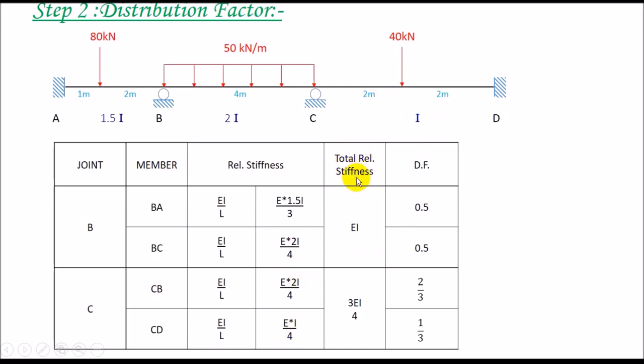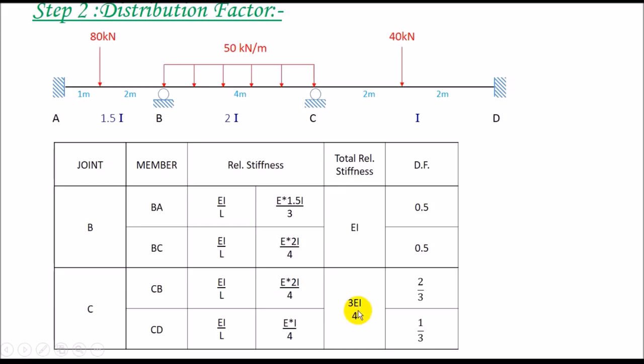What is total relative stiffness? It is the summation of relative stiffness of members connecting the joint. So total relative stiffness for joint B would be relative stiffness of BA plus relative stiffness of BC. If I add them, I get EI. And for joint C, if I add these two, I get 3 by 4 EI.